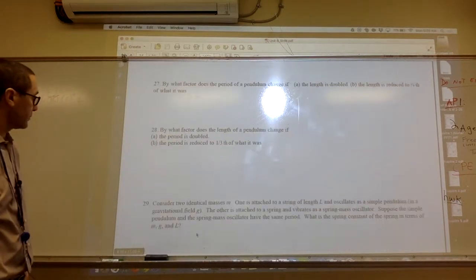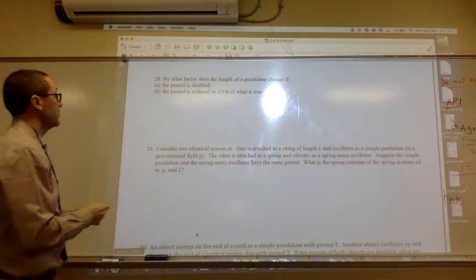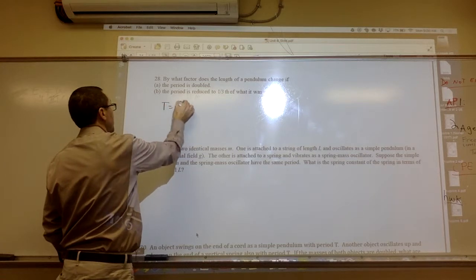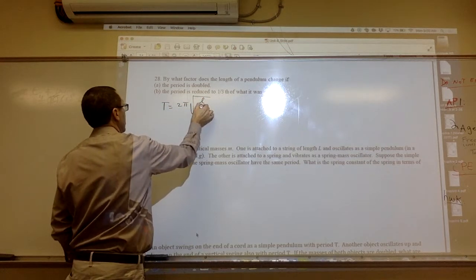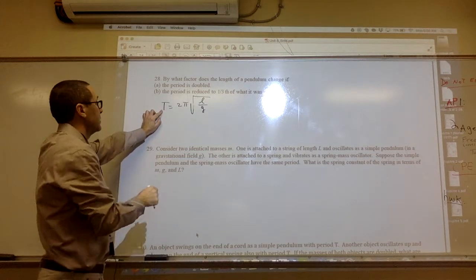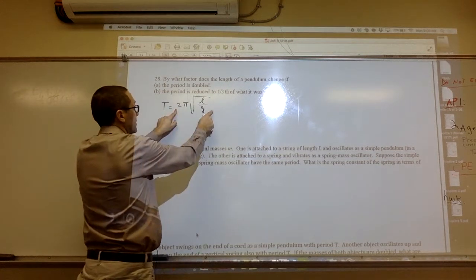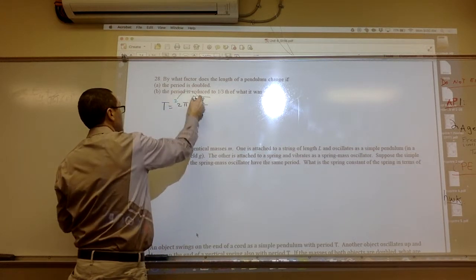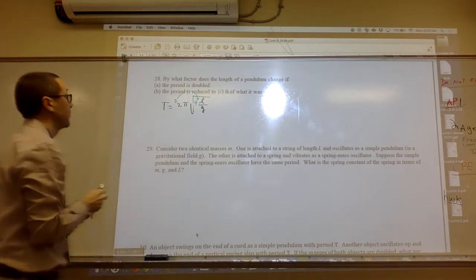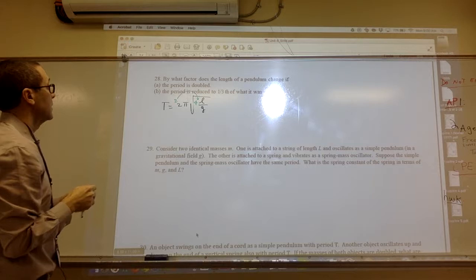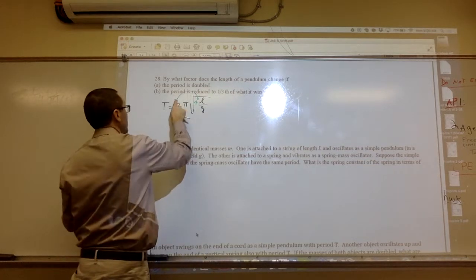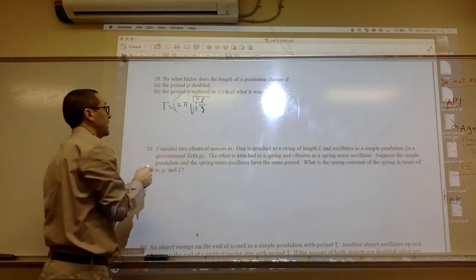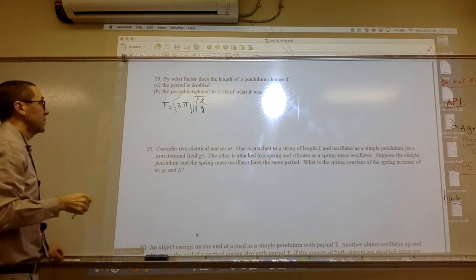Number 28. By what factor does the length of a pendulum change if the period is doubled? T is 2 pi square root of L over g. If I double the period, it means I double this side. So I'll have a 2 out here. If I put that 2 inside, it should become a 4. So the length of the pendulum will be 4 times as much. Now, if the period is reduced to 1/3, the 1/3 becomes 1/9 on the inside. So the length of the pendulum will be 1/9 as much.